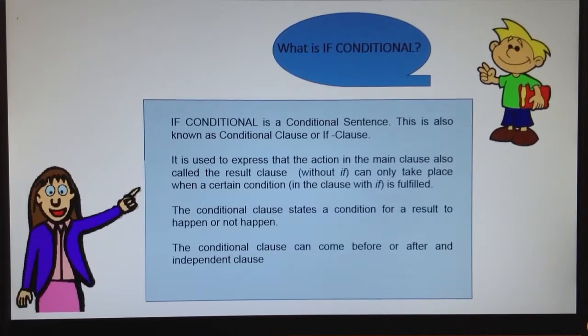It is used to express that the action in the main clause, also called the result clause, the one without if, can only take place when a certain condition in the clause with if is fulfilled. The conditional clause states a condition for a result to happen or not happen. The conditional clause also can come before or after an independent clause.